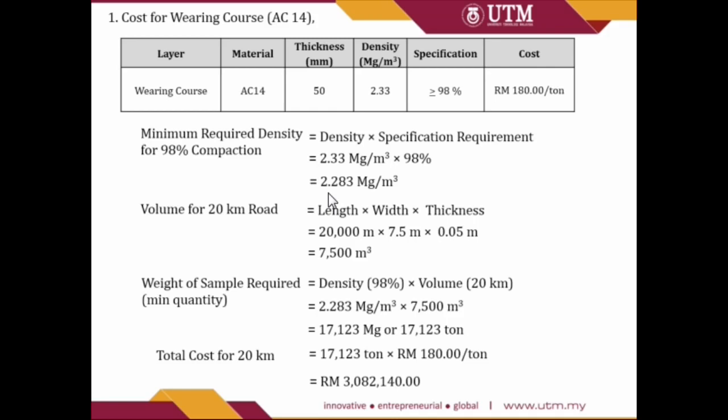Then, from here, calculate the volume of the road layer with the specified thickness for the wearing course, which is 50 millimeter. Then, using both density and volume, calculate the minimum quantity as requested in mass, because the cost is given as 180 per ton. Be careful with the unit conversion. Now it's from megagram to tons. Then, finally, calculate the cost of the materials used for the wearing course. There you are. Simple, right? Please spend some time to check the detailed calculation provided.